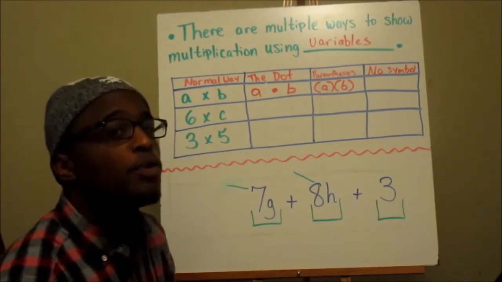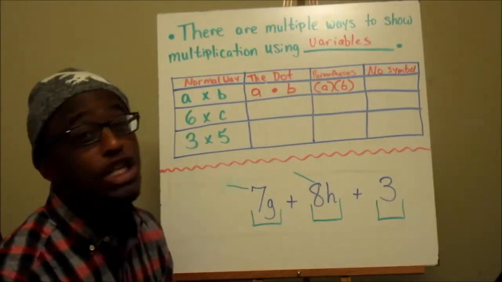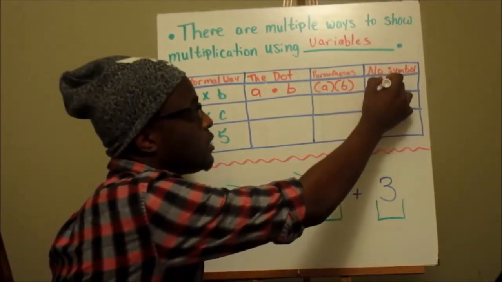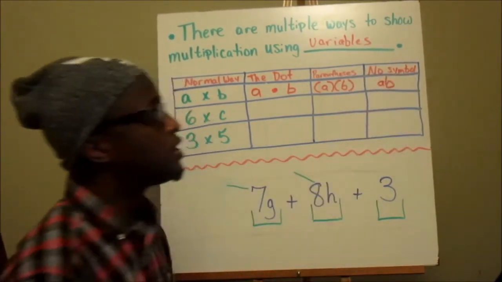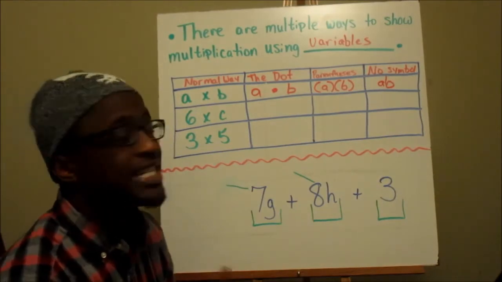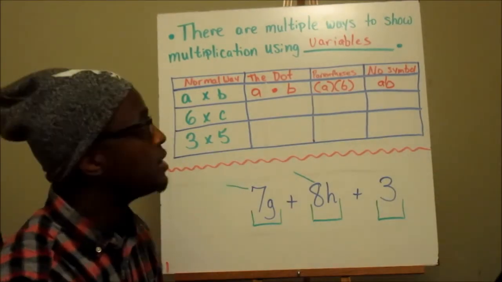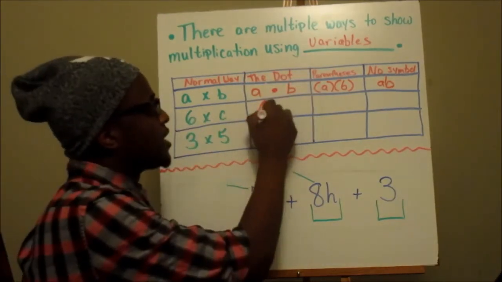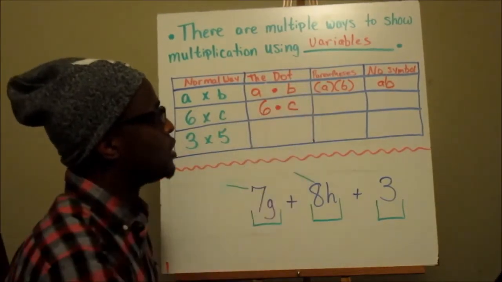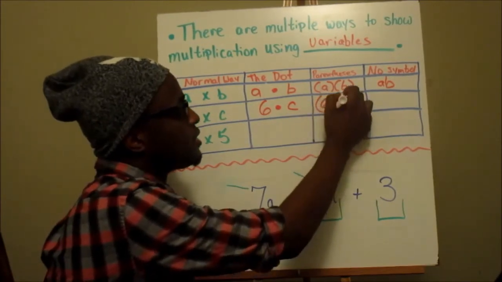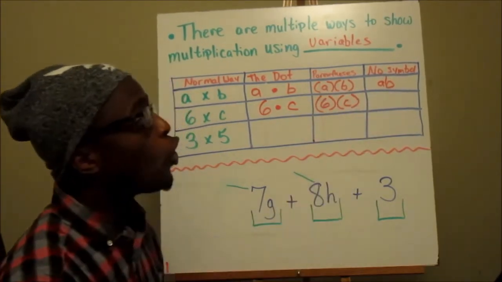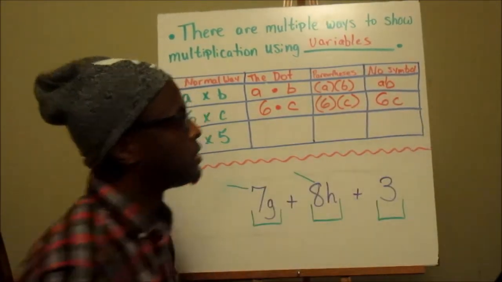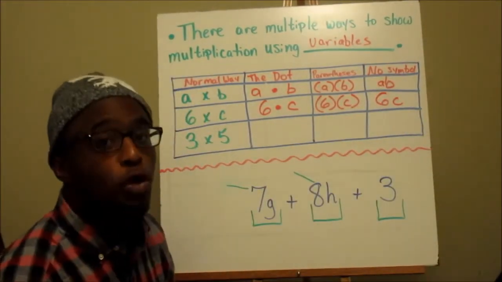Alright? Another way to represent multiplication using variables is using no symbol at all. We just put the letters right next to each other. A, B. So we just put AB, and that represents A multiplied times B. Alright? Let's look at when we have a number and a variable. Again, we can use the dot, 6 times C. We can use parentheses, 6 times C. Or we can just drop all the symbols and just go 6C. Alright? And all those represent multiplication.